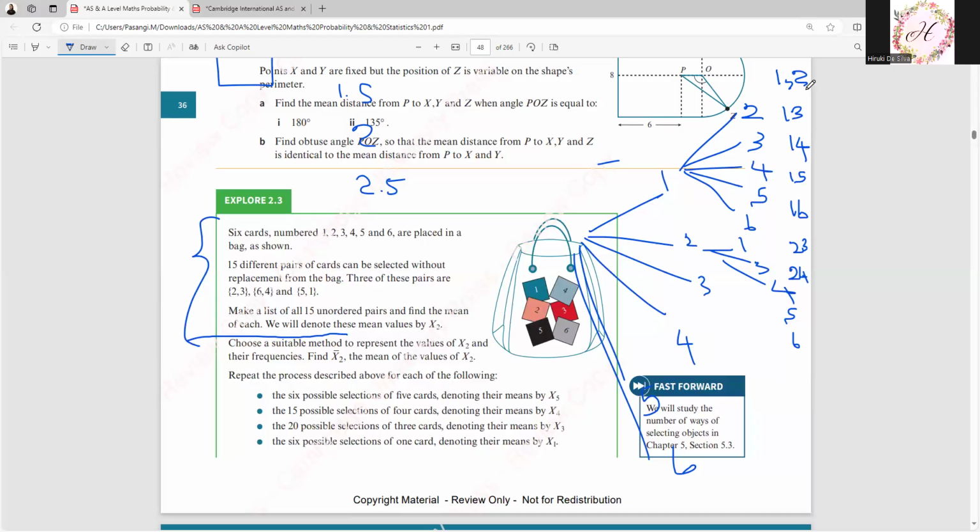Total 1 plus 2, that is 3, 3 divided by 2, 1.5. 1 plus 3, 4, 4 divided by 2, that is 2. 1 plus 4, that is 5, 5 divided by 2, that is 2.5. Likewise, we can calculate the mean of these ones.